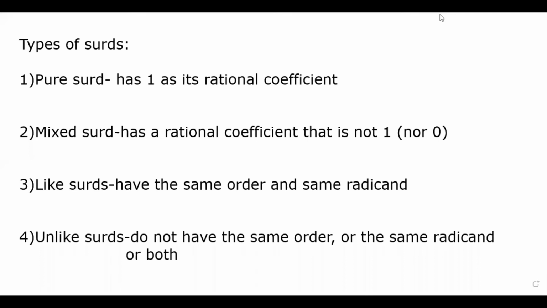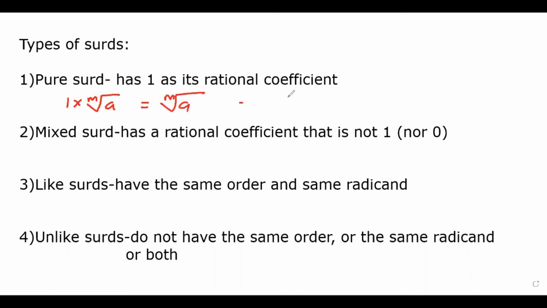Okay, so we have types of surds. We have about 4 types of surds that we're going to be doing. So the first type of surd is called a pure surd. Now a pure surd has a rational coefficient that is 1. For example, let's say we have 1 times the m root of a. Because the coefficient is 1, it is a pure surd.